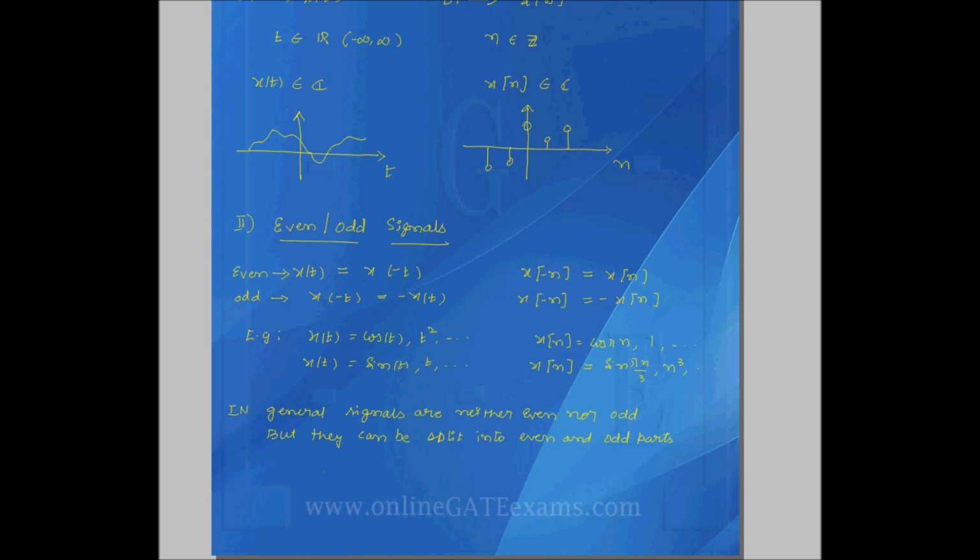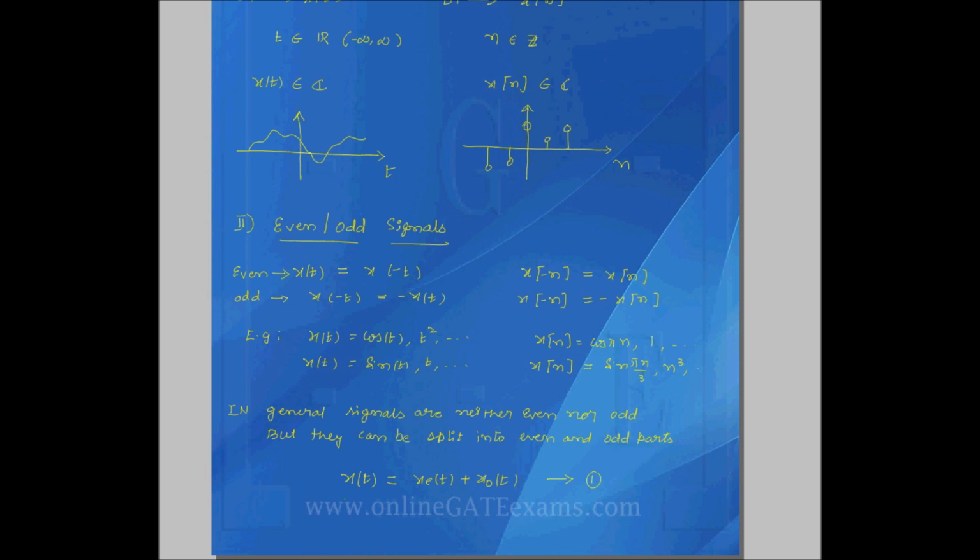How do we do that? We do it in this way. x of t equals xe of t plus xo of t. Let me call this equation 1. So we can split the signals into even and odd parts as follows: x of t equals xe of t plus xo of t, where xe of t stands for the even part, and xo stands for the odd part.